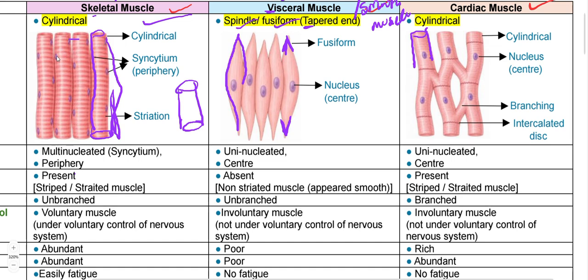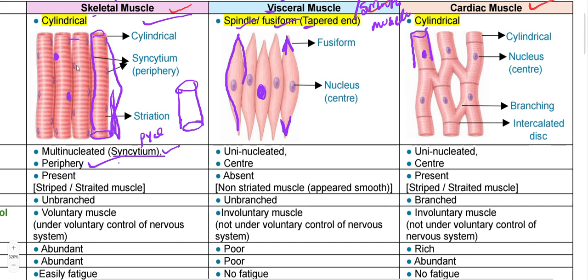When you see the nucleus, many nuclei are present in a single cell, and these nuclei are present at the periphery. When many nuclei are present, this condition we call syncytium. This is PYQ. Okay, and it is present at the periphery. Then visceral muscle, sorry, my bad, fusiform, you will see uninucleated, only a single nucleus, and that is also present in the center. Cardiac muscle is again uninucleated, present in the center.